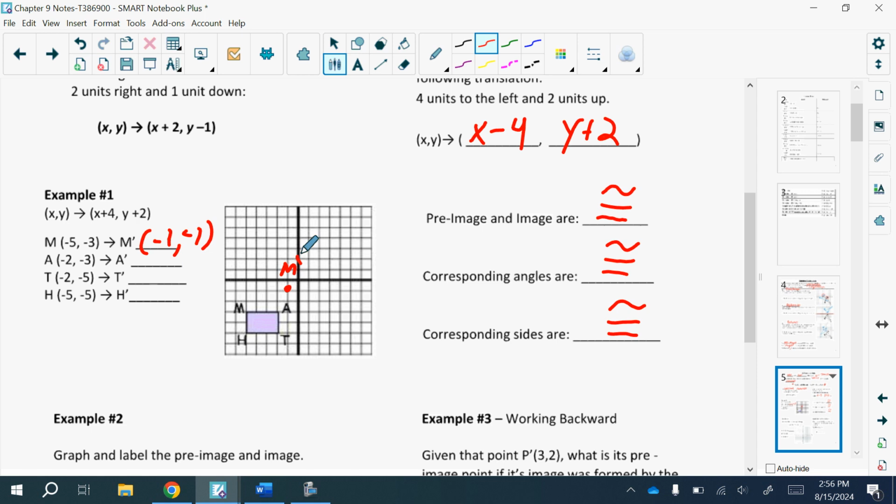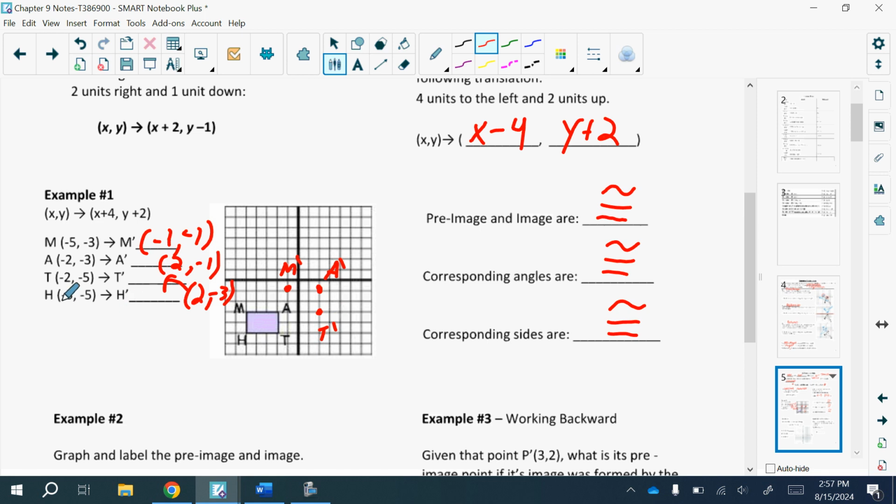Do the same thing for the rest of the ordered pairs. So A is negative 2 comma negative 3. Negative 2 plus 4 is positive 2. And then we have negative 3 plus 2, negative 1. So 2, negative 1. Okay, and this is our A prime. T, we have negative 2 comma negative 5. So negative 2 plus 4, again, is 2. Sorry, I'm running out of room here. So that's for the T. So 2 comma, and then negative 5 plus 2 is negative 3. So 2, negative 3 is right here, and that's our T prime.